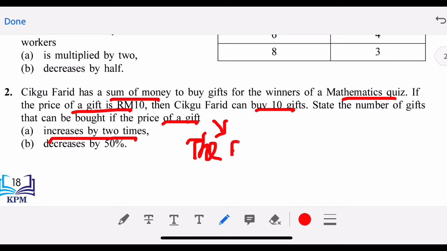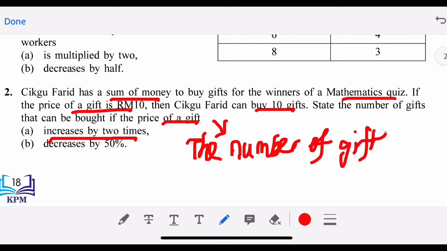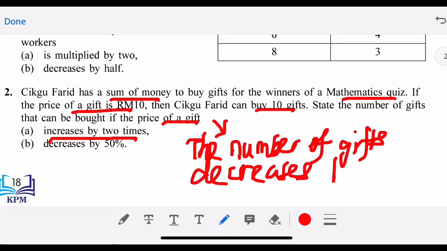The number of gifts decreases by half. Alright? Okay, that is A. For B, state the number of gifts that can be bought if the price of a gift decreased by 50%.